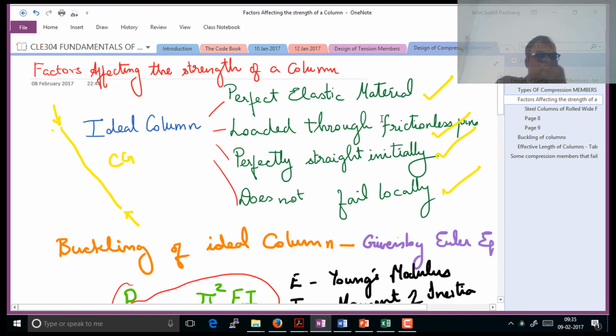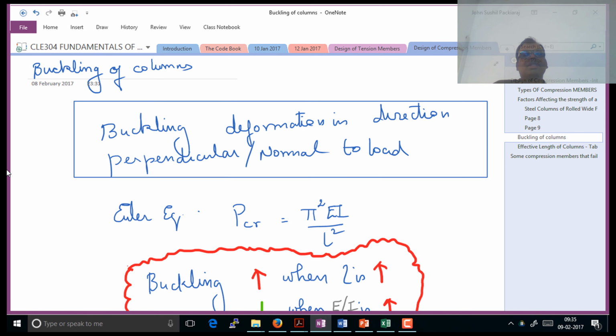Fine. So you'll find that all your formulas are based on the ideal column, but the ideal column never happens. So we are forced to take into account all of these imperfections, and that is why the code may not have values which you expect, which you calculate and have in the formula outright. Again, we are going to look at the buckling of column, which is a very important mode of failure of a column.